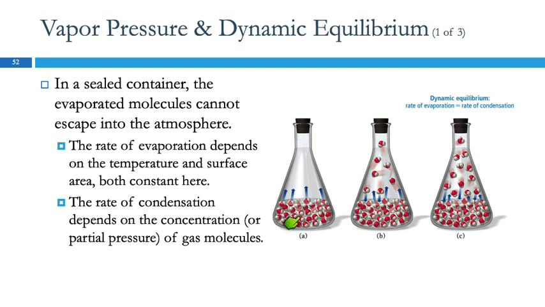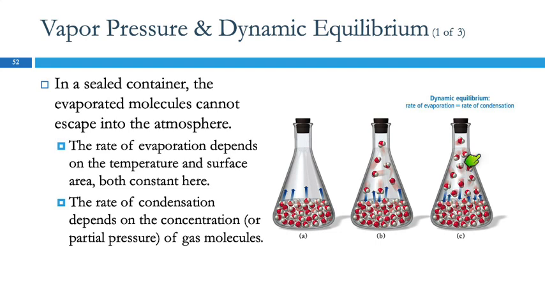So we're starting out here. We've got water evaporating, but nothing is condensing. The rate of evaporation stays the same as we go along because it depends on the surface area and the temperature, and those things are not changing. The rate of condensation depends on how many gas particles are up here. The more gas particles that are up there, the more of them will end up landing in the water, right?